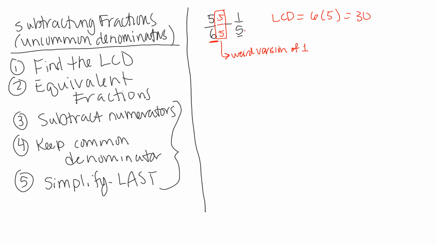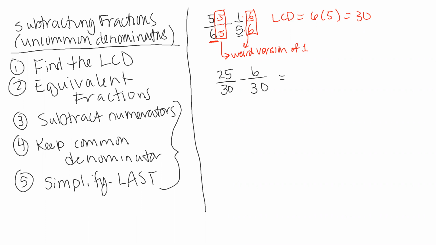What do I multiply 5 by to get 30? Well, 6. So I multiply top and bottom by 6. There's my other weird version of 1. Now we just rewrite the whole problem. 5 times 5 is 25. 6 times 5 is 30. 1 times 6 is 6. 5 times 6 is 30.